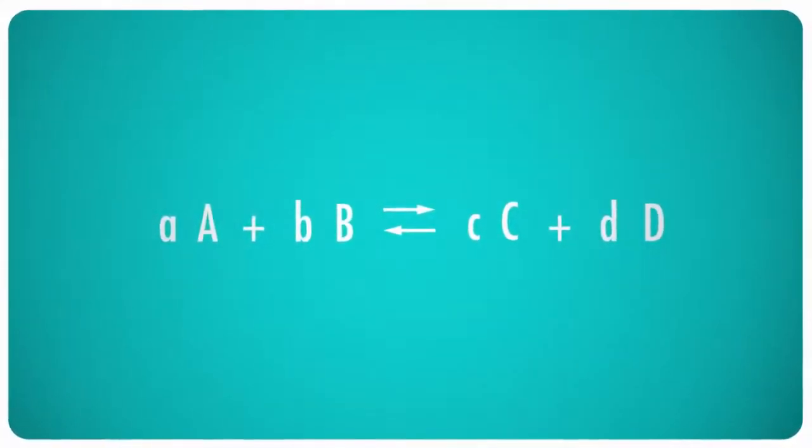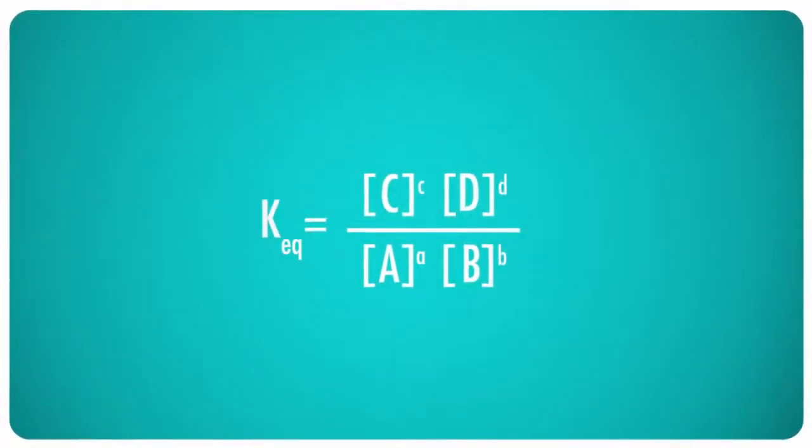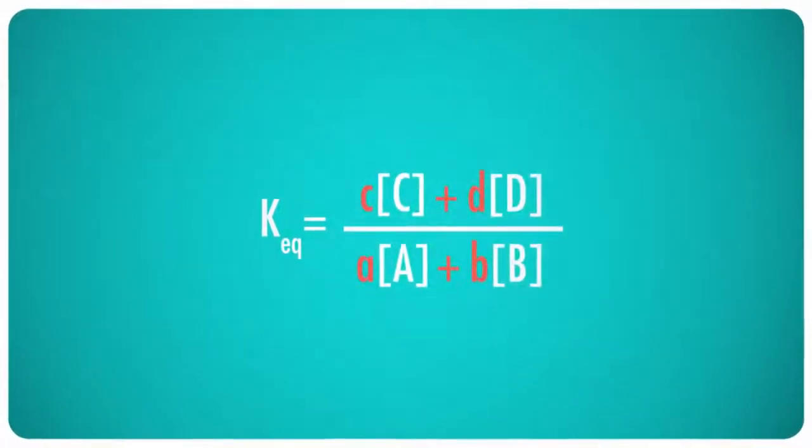The capital letters stand for the reactants and products, and the lowercase letters stand for their coefficients. The equilibrium constant, or KEQ, is equal to the product of the molar concentration of the products divided by the product of the molar concentration of the reactants. Each concentration is raised to the power of its coefficient in the balanced equation. Now this is important. We're using the coefficients as exponents here because we're multiplying all the products and all the reactants, not adding them like you would do in the balanced equation.